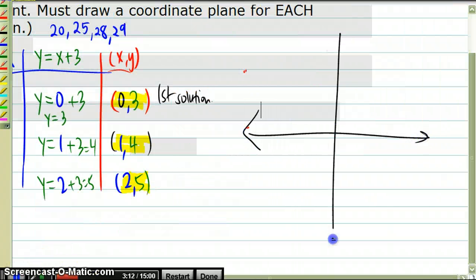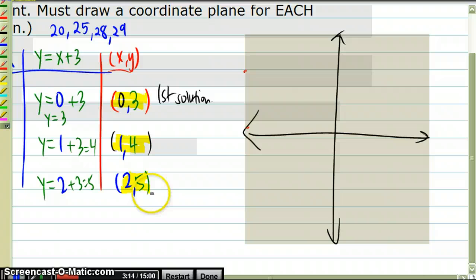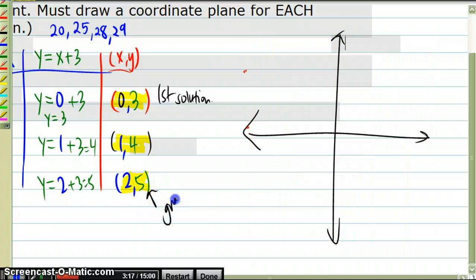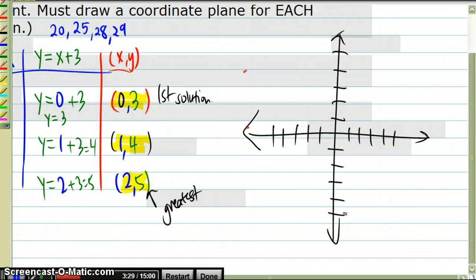As I draw my coordinate plane, I want at least 5 tick marks, so that's the greatest number that I see. So I'm going to do 1, 2, 3, 4, 5 on each axis. And I want to make my spaces as consistent as possible. So my first solution is 0, 3. 0, 3 is here on my y-axis.